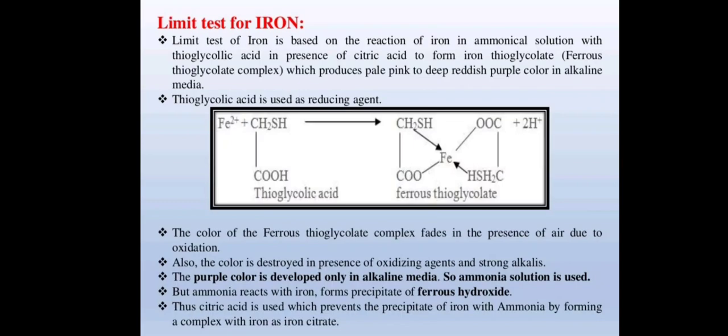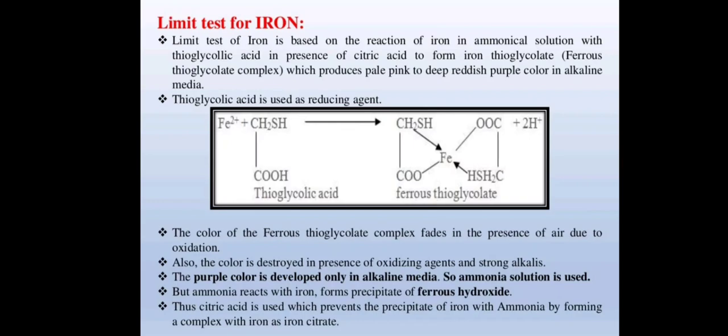Okay, next we are going to discuss limit test for iron. Here the limit test for iron is according to the IP 1996. This depends upon the reaction of iron with thioglycolic acid in the presence of citric acid and ammonia, when a pale pink to deep reddish purple color is produced. So what are the reagents used in limit test for iron? Thioglycolic acid, citric acid, ammonia.